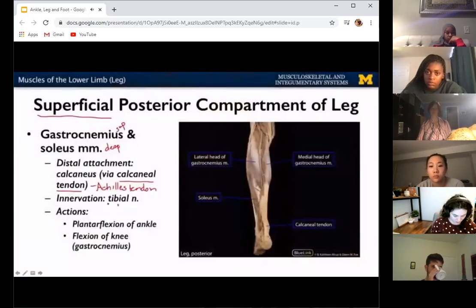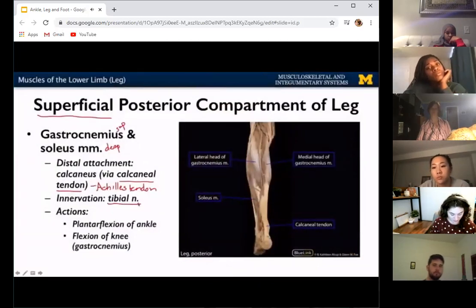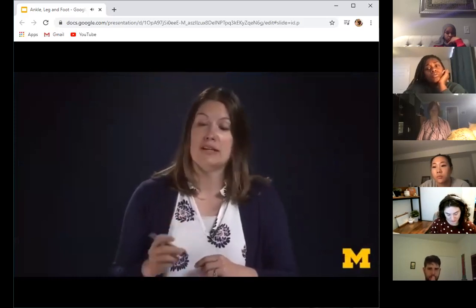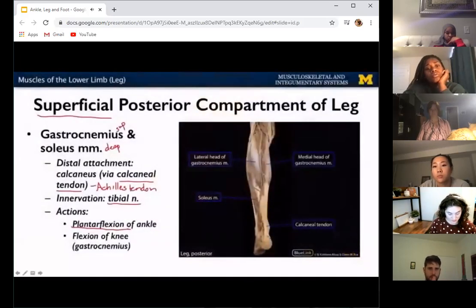These muscles are going to be innervated by the tibial nerve, which is one of the terminal branches of the sciatic. Plantar flexion, this is hugely important here. So these are the main plantar flexors of the ankle. Also that gastrocnemius, if you can see here, is extending up past the knee joint region. So it can play a role in terms of flexion of the knee.